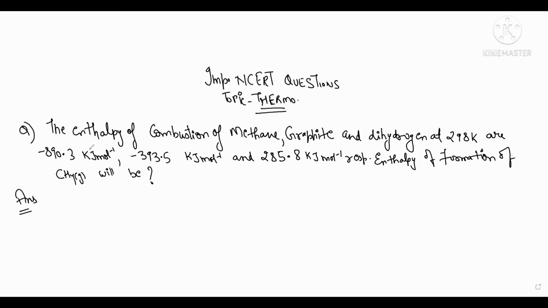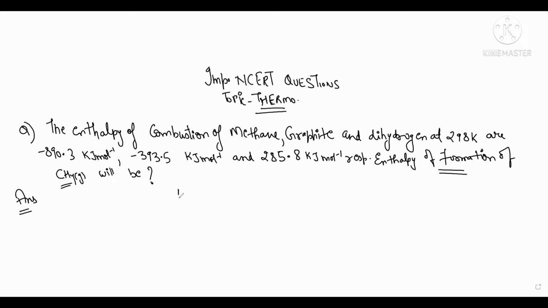So let's take it. The enthalpy of combustion of methane, graphite and dihydrogen at 298 Kelvin are minus 893.3 kilojoule per mole, minus 393.5 and minus 285.8. So we are asked to find the enthalpy of formation of CH4.